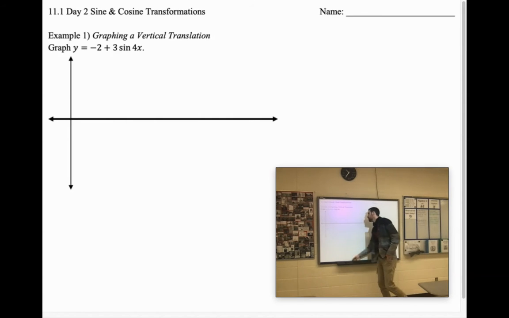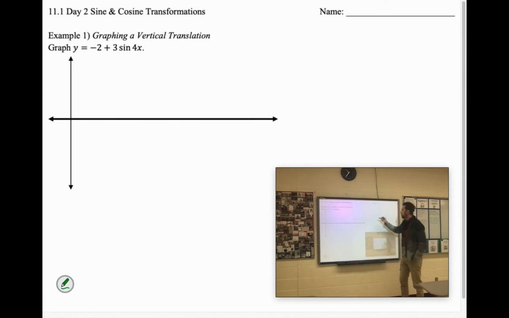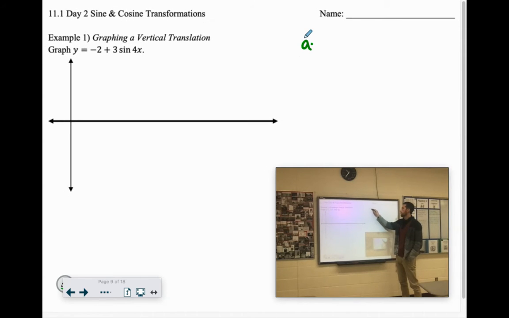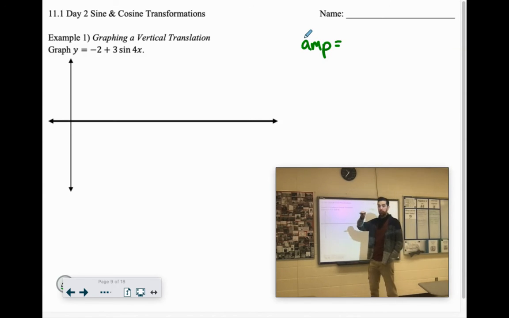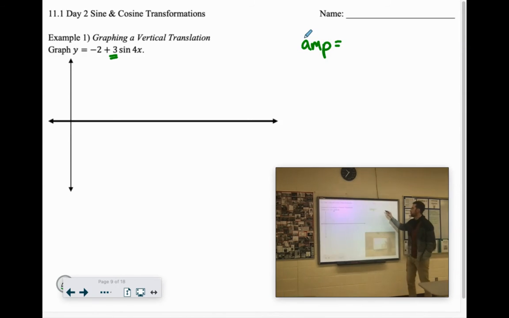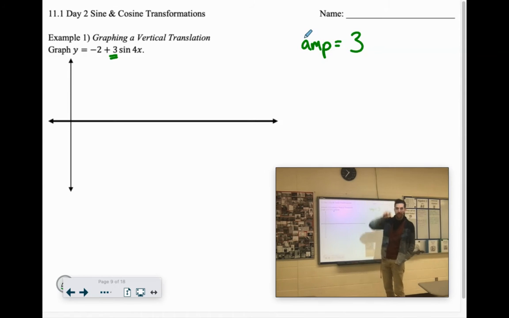Typically you would see the -2 at the back end, but we're going to figure out a few things here. We're going to figure out a few of the keys. So amplitude, that's how much further up or down, because typically, remember, a normal graph just goes up one and down one from the center. The amplitude you get from that number right in front of the sine or cosine. So here our amplitude is going to be 3. So instead of going up 1 and down 1 from the center, it's going to go up 3 and down 3 from the center.